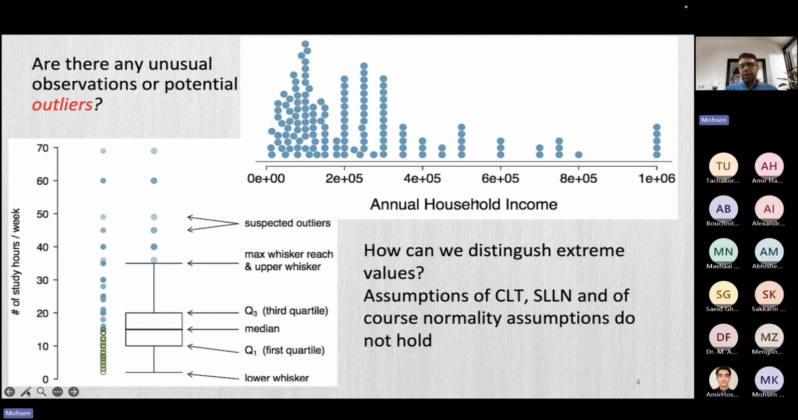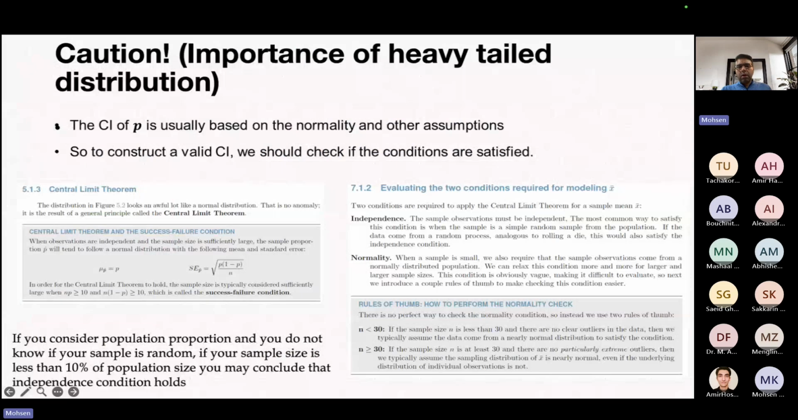Like here for the annual household income, you can see there are a couple of people that have more than 1 million annual income per year. It's not fake, it's a true one. We cannot call these data outliers. These are the extreme value data. What happens if we observe the extreme value?